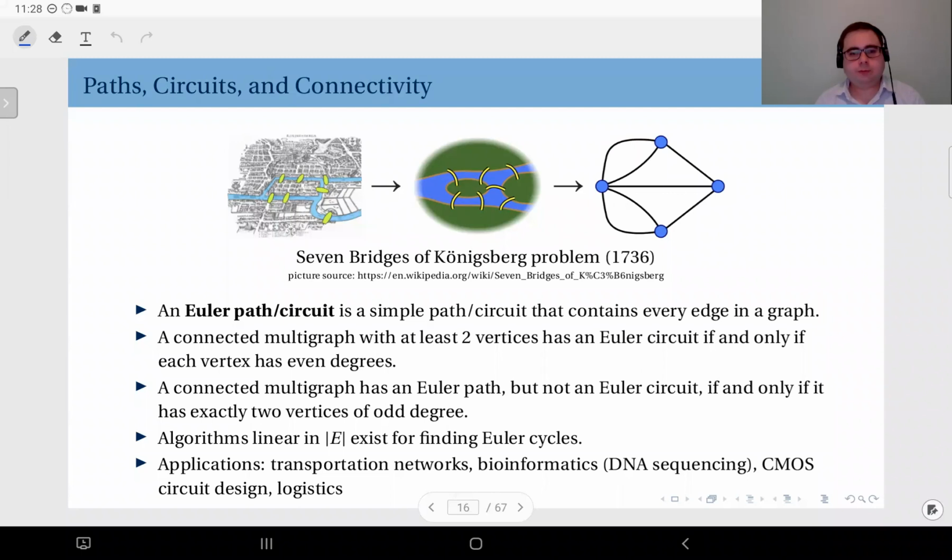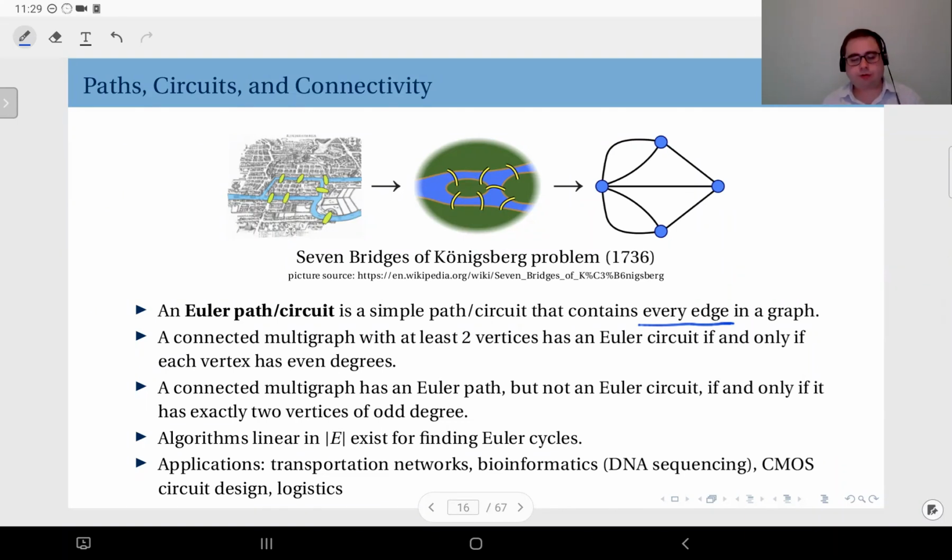Based on the definition of paths and circuits, we are going to define two special types of paths and circuits. One is going to be the Euler path and the Euler circuit, and the next one will be Hamilton path and circuit. An Euler path or an Euler circuit is a simple path or circuit that contains every edge in a graph. That's the definition of an Euler path.